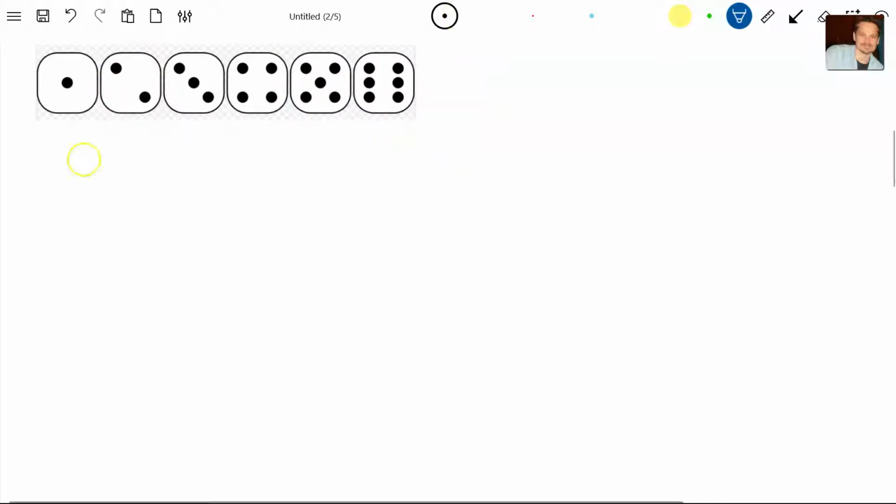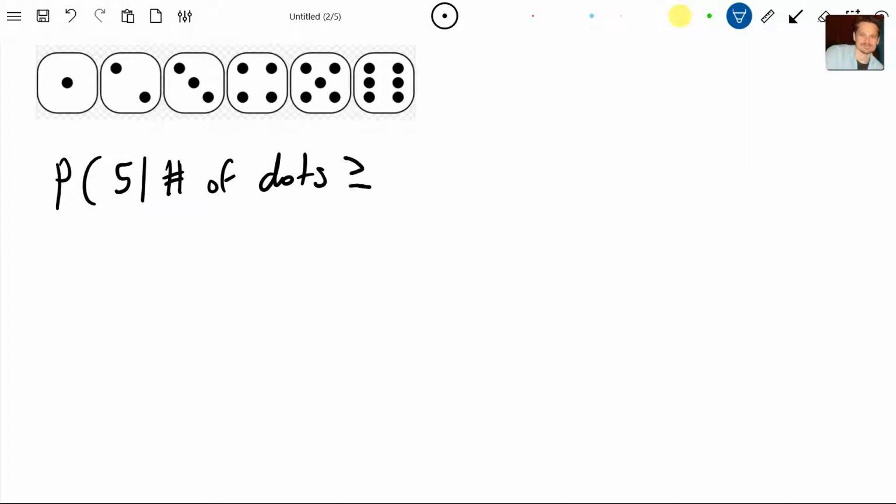Let's do another one, but imagine this time you want this probability. Probability that it's 5 dots, given that the number of dots is, say, greater than or equal to 3. That's our question. So the probability of a 5, given that the number of dots is greater than or equal to 3. So first, let's mark the reduced sample space, which is that the number of dots is 3 or more. That means this one, this one, this one, and this one. The 1 and the 2 are excluded because they don't satisfy this part right here.